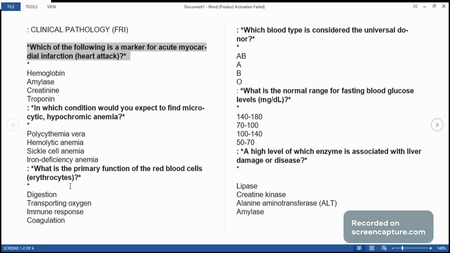Number 5. What is the normal range of fasting blood glucose level? If you want to diagnose diabetes mellitus, we check the blood sugars. These are blood glucose levels. We can measure them in millimoles per liter or milligrams per deciliter. These units normally confuse people, so please know either way.